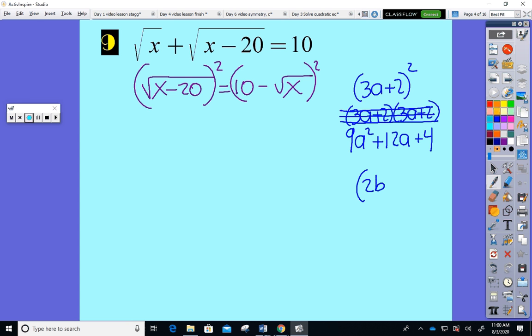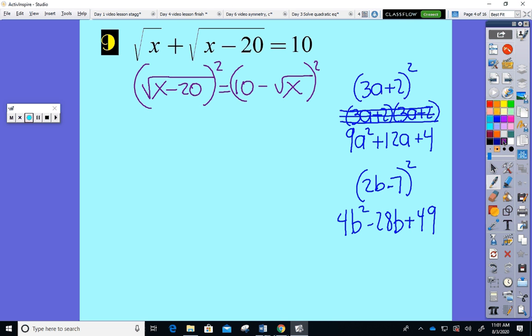Now, do better on this one. What is 2b minus 7 squared? No, that was good. Yeah. 2b quantity squared is 4b squared. 2b times -7 is -14b. Doubled is your -28b, yes? -7 squared is 49. Good? Now, why, like, that's random. Why'd she bring that up? Well, because that's where we are in the problem.